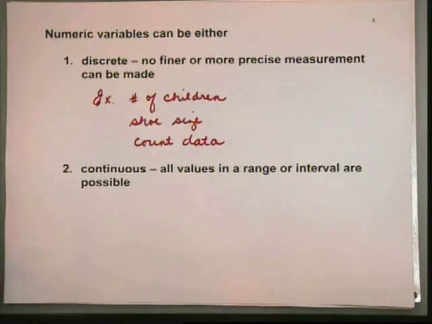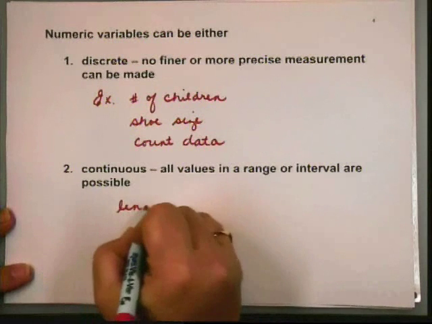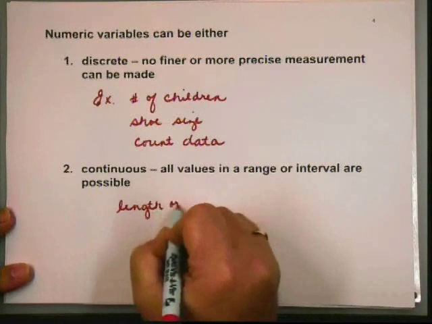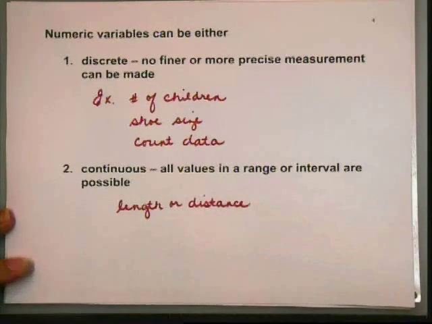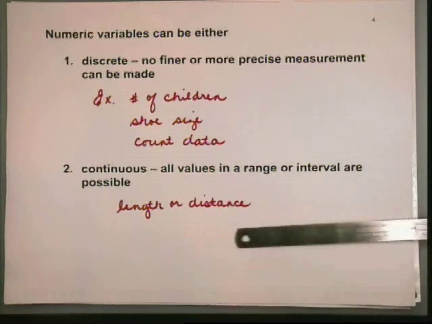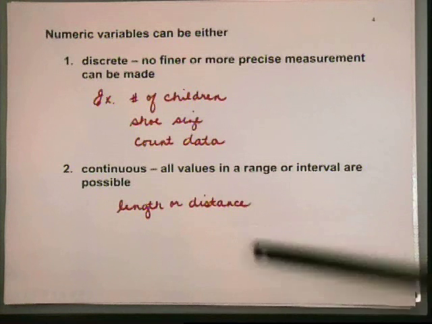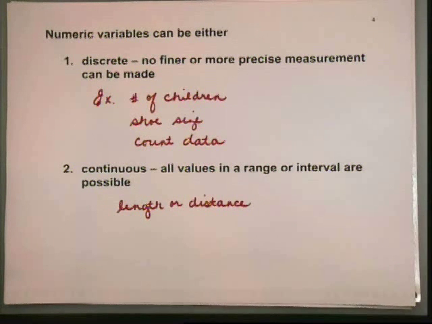For a continuous variable, all the values in a range or an interval are possible. Length or distance, that first one I mentioned before on the numeric, is most obviously a continuous measure. With a length, depending upon the tool you use, you can always get a finer measure. If you're measuring something small, whether you use a ruler like this with its graduations, or a caliper or micrometer, you're only limited by the precision of the instrument that's taking the measurements.